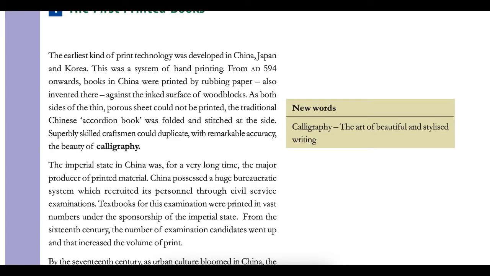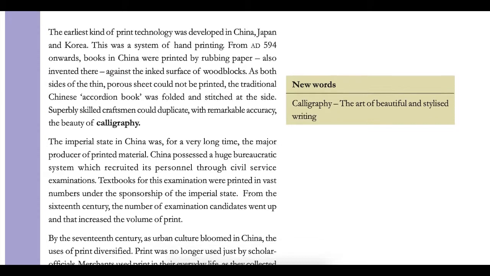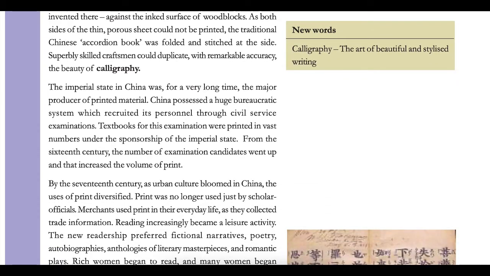Superbly skilled craftsmen could duplicate with remarkable accuracy the beauty of calligraphy. New words: calligraphy, the art of beautiful and stylized writing. The imperial state in China was, for a very long time, the major producer of printed material. China possessed a huge bureaucratic system which recruited its personnel through civil service examinations. Textbooks for this examination were printed in vast numbers under the sponsorship of the imperial state.